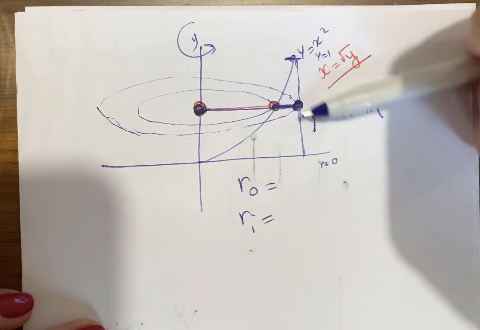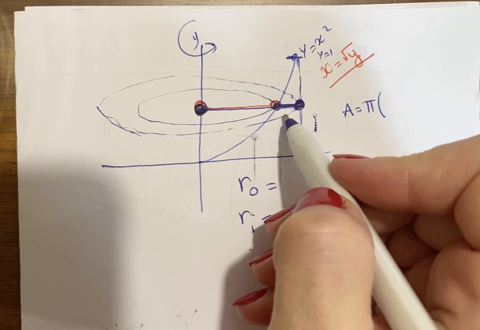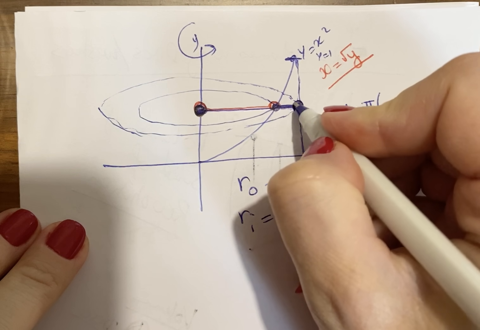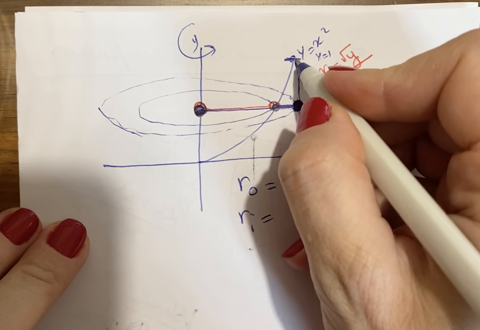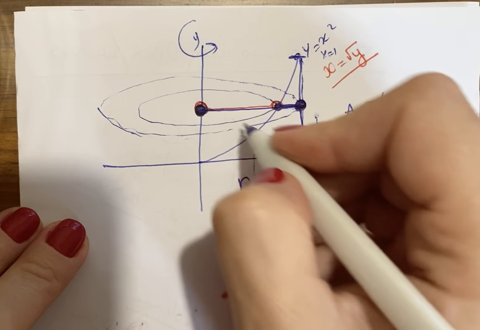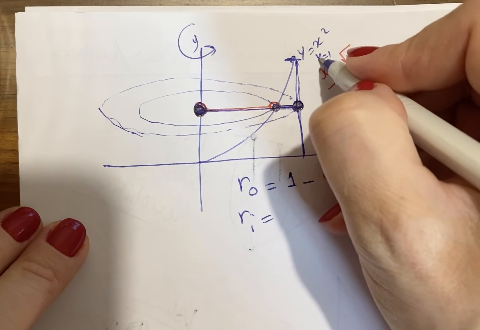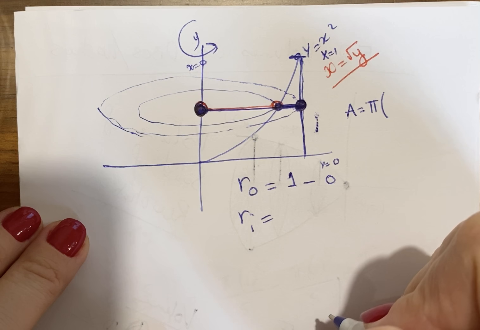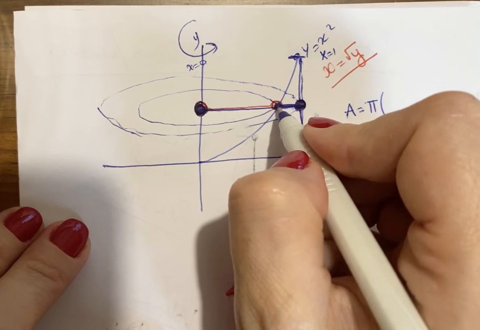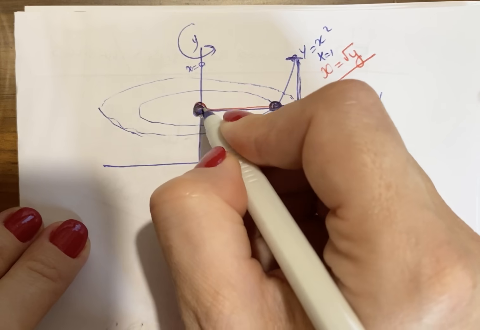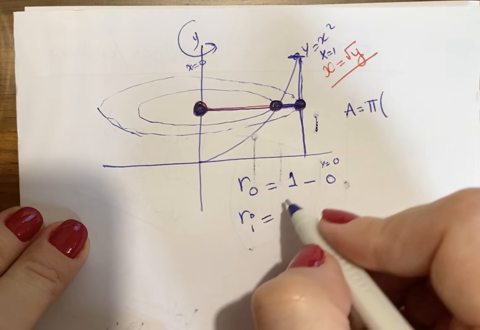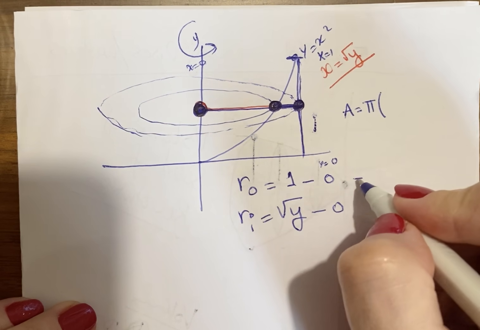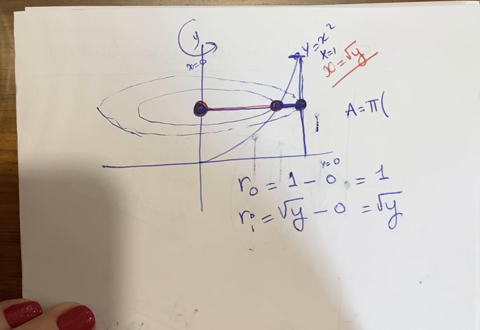So what is the outer radius here? Always distances, either you measure them above minus below or right minus left. This has what function? Sorry, x equals 1. This has what function? x equals 0. So it's 1 minus 0. Now the inner radius will be what? It will be this minus this. What is this? This is x equals root y minus x equals 0, that is over here. So the outer radius here is 1, the inner radius here is root y.